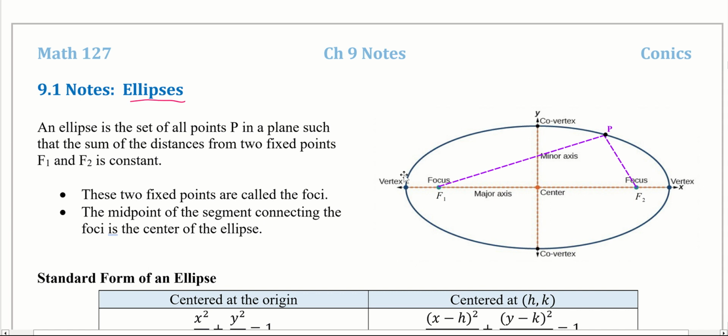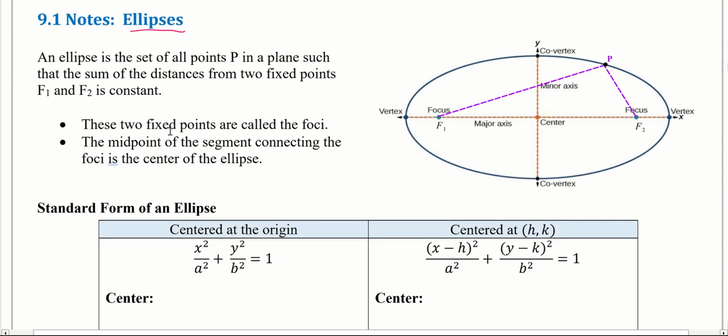These two fixed points are called the foci, just plural with that. The midpoint of the segment connecting the foci is called the center, so the center of the ellipse here. The cool thing is if you take this purple line, take one end over to this vertex and spread the other over to the other vertex, it'll be that length. If you bring it in, the sum is always going to be the major axis, no matter where you bring the foci in there.